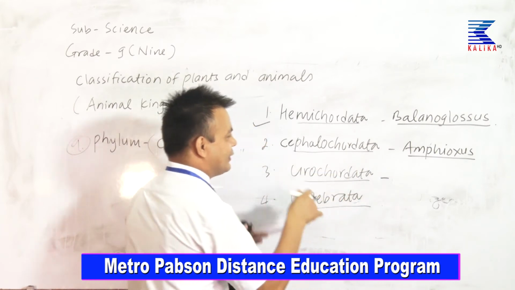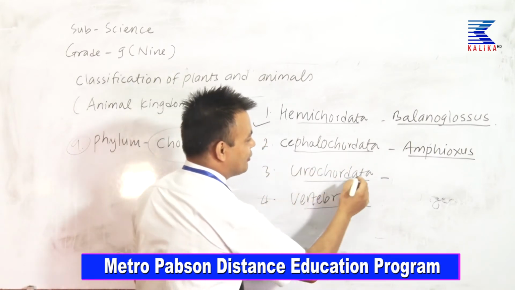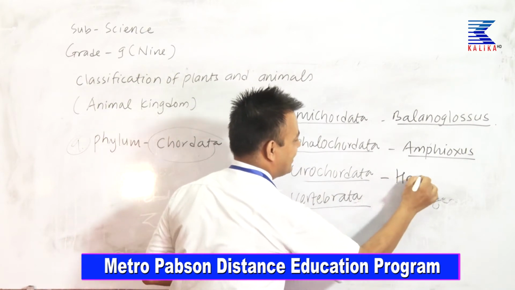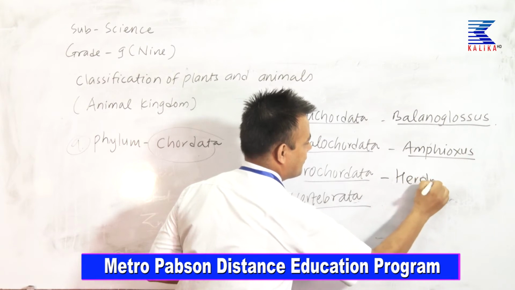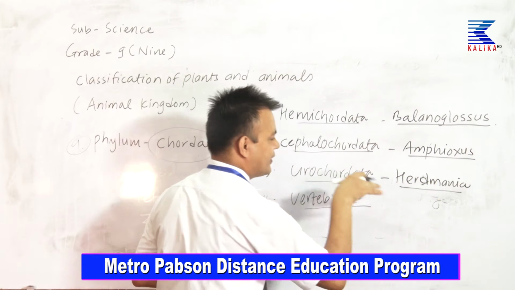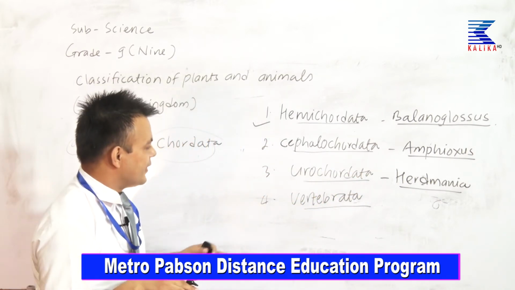Uro means tail. Urochordata means the notochord is present in the tail region only. For example, Herdmania. This is another very less popular organism present in the sea.